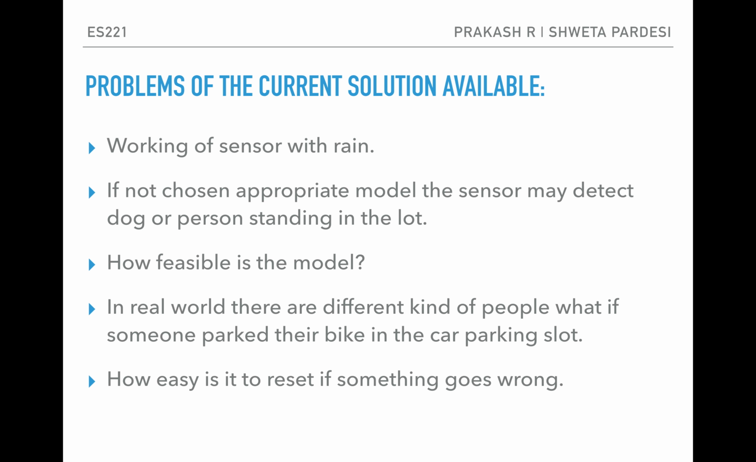How feasible is the model? Feasibility is a big factor again. We can increase the accuracy by increasing the number of sensors, but again, it is not feasible. In the real world, there are different kinds of people. What if someone parked their bike in the car parking slot? There is a high possibility that something goes wrong. So how easy is it to reset if something goes wrong?